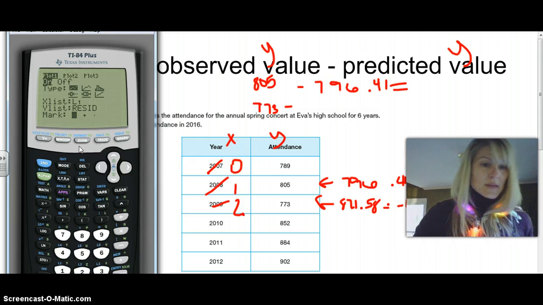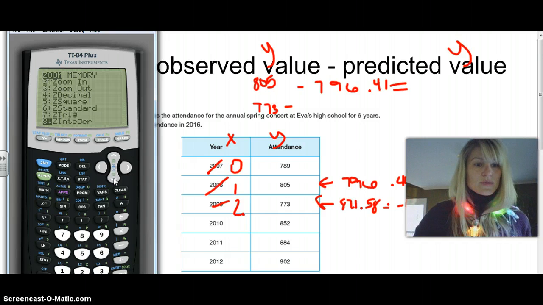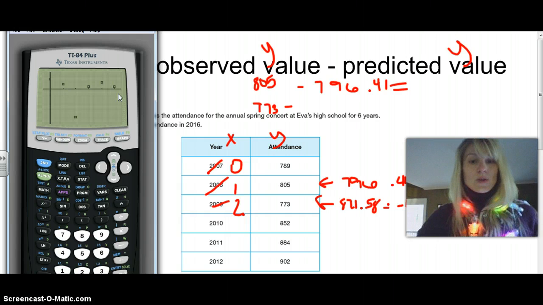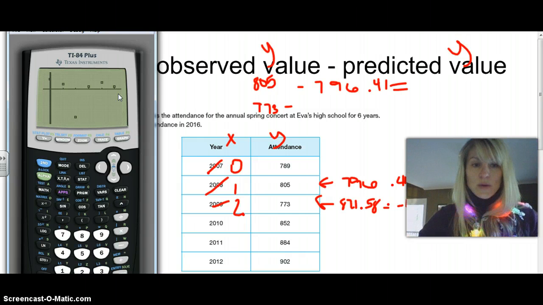Okay, and so then we're going to go zoom. I think we did zoom fit, did we not? Or zoom stat. I think it was zoom stat. All right, and then you can see here are my points. There's one here, here, way down here, up here, up here, up here. This is good. You have a linear regression equation if you have no pattern here, and the observed minus the predicted are all over the place.